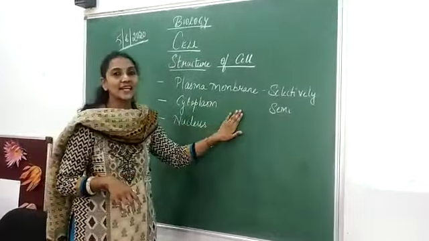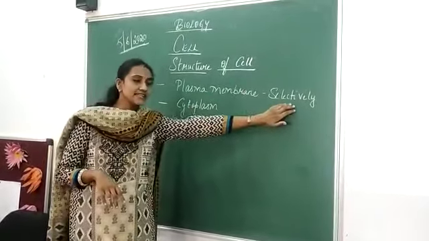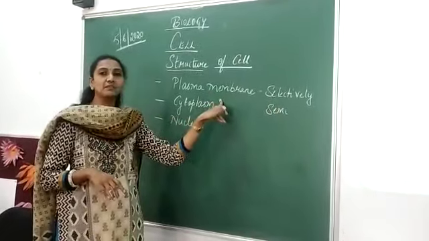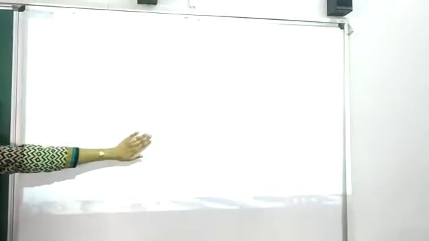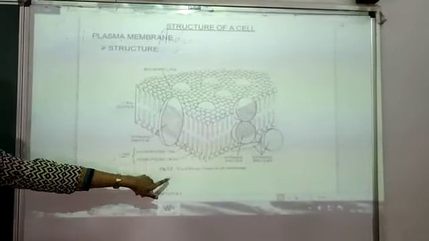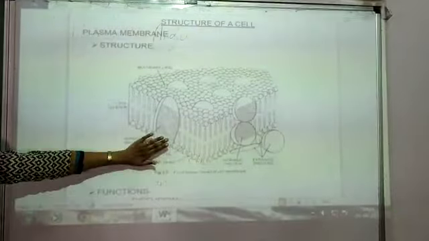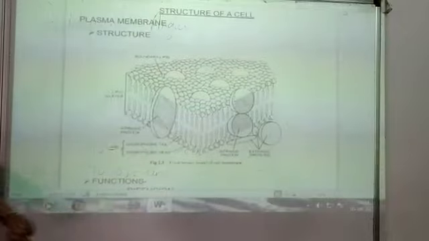So children, in this class we will study what a plasma membrane is, and why it is known as the selectively permeable or semi-permeable membrane. We shall also study the important functions of the plasma membrane. Here, children, we can see the structure of the plasma membrane. This is also known as the fluid mosaic model of the ultrastructure of the plasma membrane. This was first given by Singer and Nicholson.